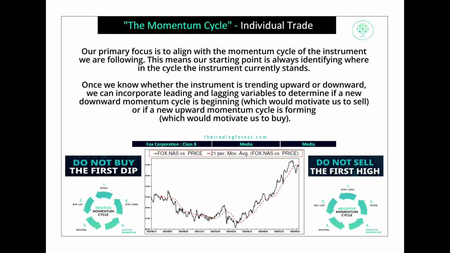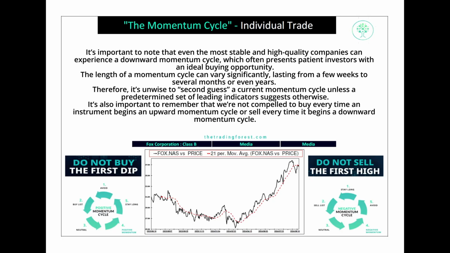Our primary focus is to align with the momentum cycle of the instrument we are following. This means our starting point is always identifying where in the cycle the instrument currently stands. Once we know whether the instrument is trending upward or downward, we can incorporate leading and lagging variables to determine if a new downward momentum cycle is beginning, which would motivate us to sell, or if a new upward momentum cycle is forming, which would motivate us to buy.